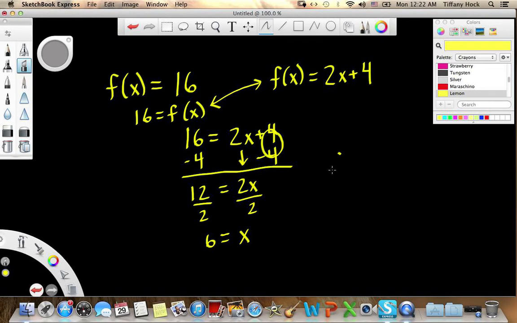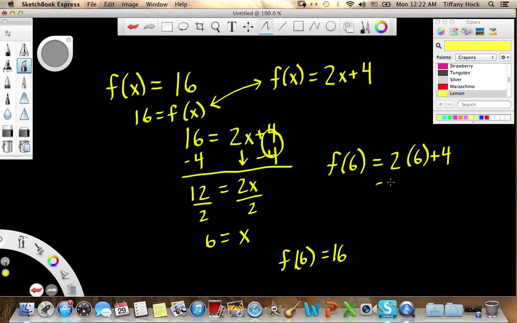Let's double check this to make sure. Say I was to plug 6 into my equation. That would mean 2 times 6 plus 4. Now we're expecting f of 6 to equal 16. When we started with 16 and worked backwards, we got an x value of 6. So if we plug 6 into the actual equation up here, we should get that same result of 16. So let's try this out. 2 times 6 is 12 plus 4, and in fact 12 plus 4 does equal 16. So we know we did it correctly.